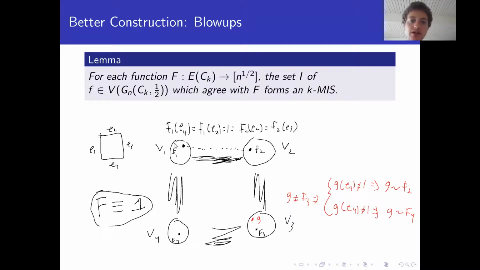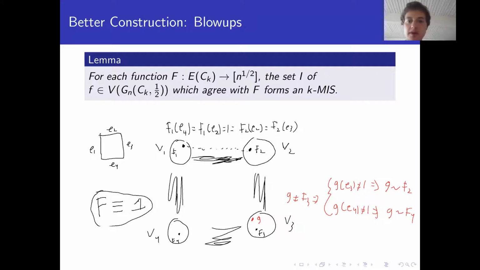independent set. First, it's an independent set because we look at F1 and F2, for example, they agree on E2, which means that they are non-adjacent to each other by definition. And similarly, all the other possible edges are not there. So that gives that this is an independent set.